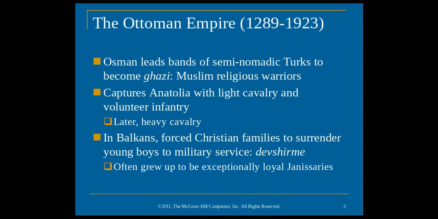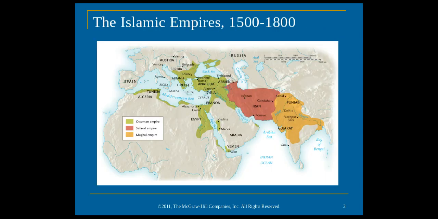They capture Anatolia. Remember that Anatolia is this area right here. It's modern-day Turkey. It's where Istanbul is, you see Istanbul there. That's Constantinople. This is the breadbasket. There's a lot of good agriculture in Anatolia. That's where the Greeks colonized often to feed themselves.